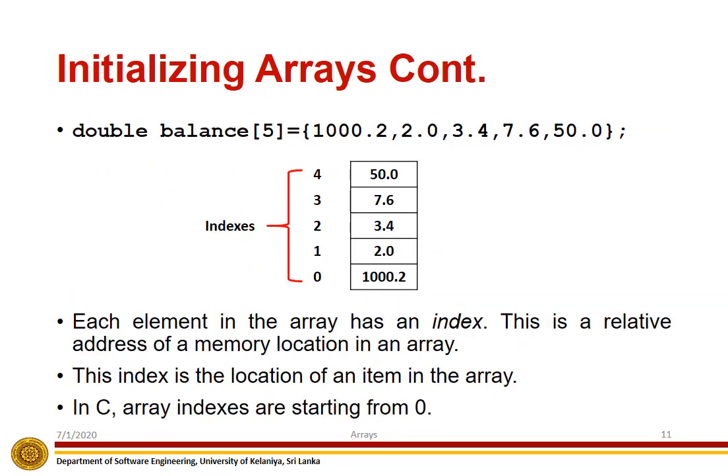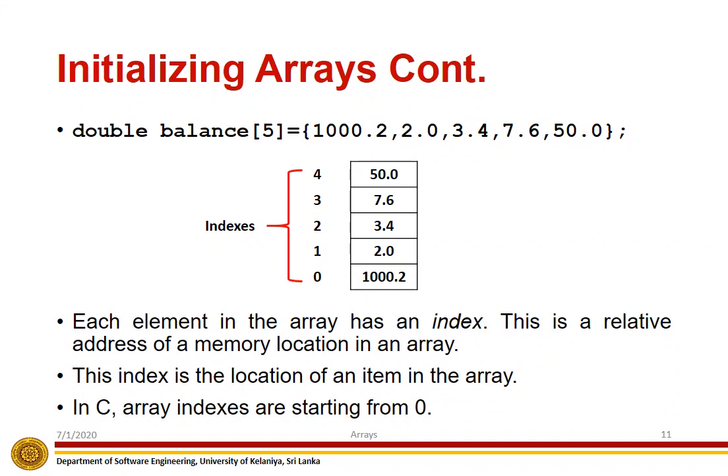So in here you can see the array representation of the array balance that we have discussed in the previous couple of slides, how these elements are stored in the memory. The first element, 1000.2, will be assigned to the 0th position of the array. Then the second element, 2.0, in the first position, 3.4 in the second position, 7.6 in the third position, and the last element, the fifth element, 50.0, in the fourth position.